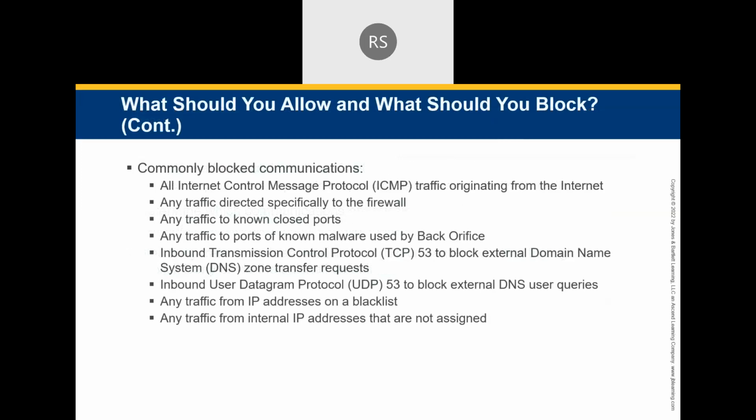Now, some commonly blocked communications include all Internet Control Message Protocol traffic originating from the Internet. This helps prevent certain types of attacks, such as ICMP flood attacks, that can be used for a denial of service attack. Also, traffic directed specifically to the firewall. By blocking that traffic, this adds an extra layer of security protection against targeted attacks. So it prevents those attackers from directly probing or targeting the firewall, making it more resilient to any potential exploits.